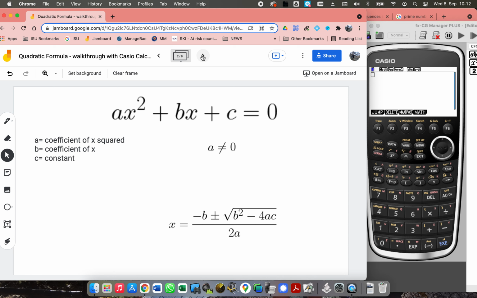So when a quadratic is in the form ax squared plus bx plus c, if we equate that to 0, we can use the quadratic formula. A is the coefficient of x squared, which appears here and here in the formula. B is the coefficient of x, which appears here and here in the formula. And then C is a constant, which just appears once there in the formula. As I go through, I will color code them to make it easier.